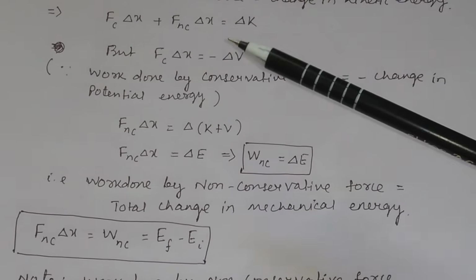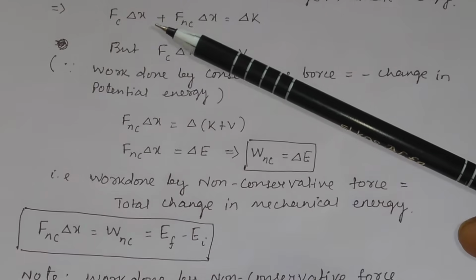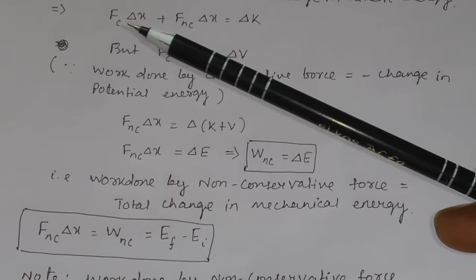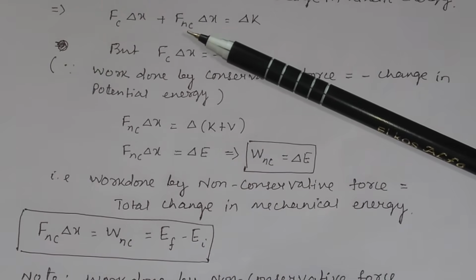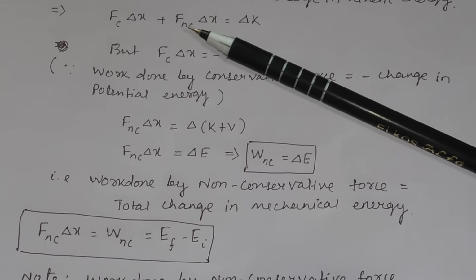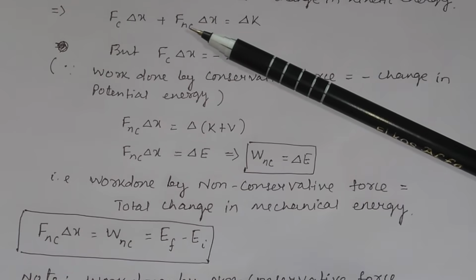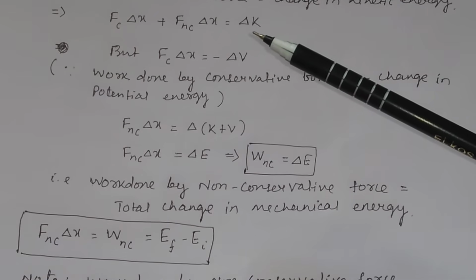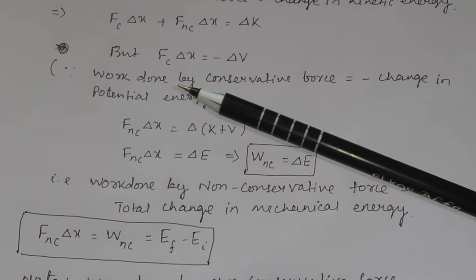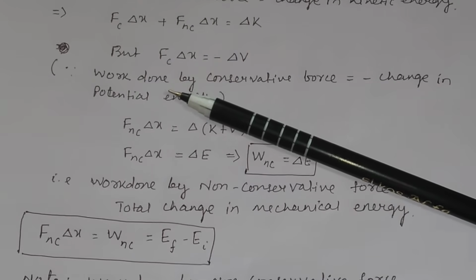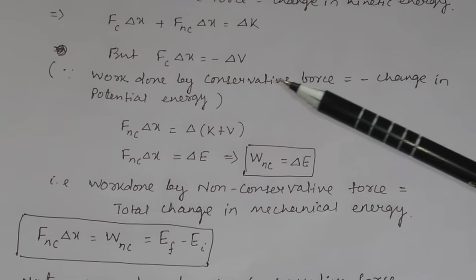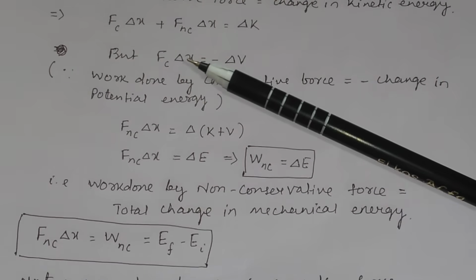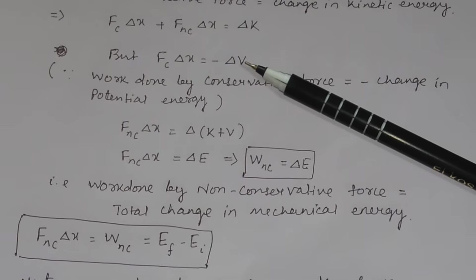So what will be the work done by the conservative force? Work done by the conservative force will be equal to the conservative force into displacement, Fc into delta x. And what will be the work done by the non-conservative force? Fnc, the non-conservative force, into delta x. And the change in kinetic energy is equal to delta K. But we have deduced in the previous video that the work done by a conservative force is equal to the negative of the change in potential energy, that is, Fc into delta x is equal to minus delta V.